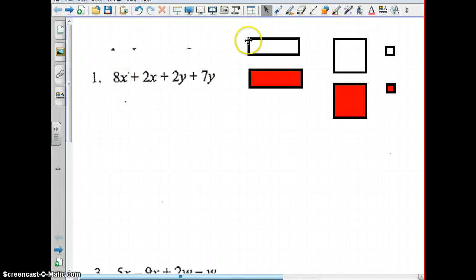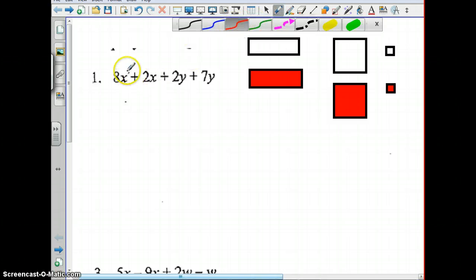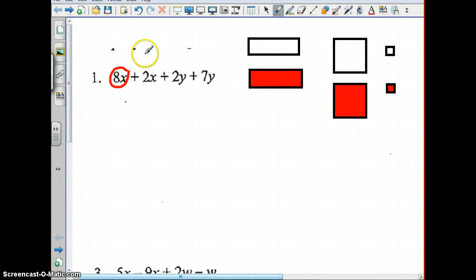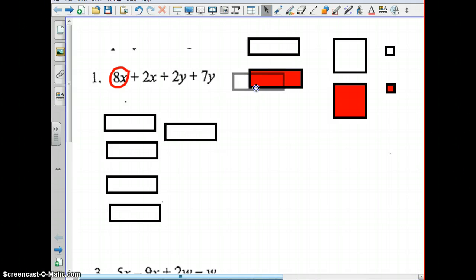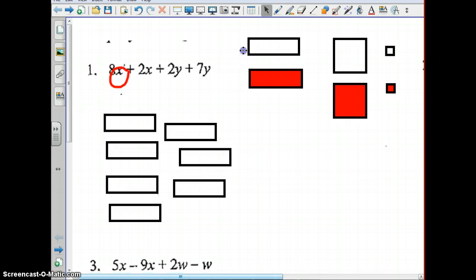So remember, what color would always be negative? Red. Red's always negative. So right here, and what I've been encouraging you to do is to sort of identify your terms. So this is 8x, so what am I going to grab first? Blue. Yeah, I'm going to grab 8 x's. 1, 2, 3, 4, 5, 6, 7, whoops, 8. So there's 8 x's.